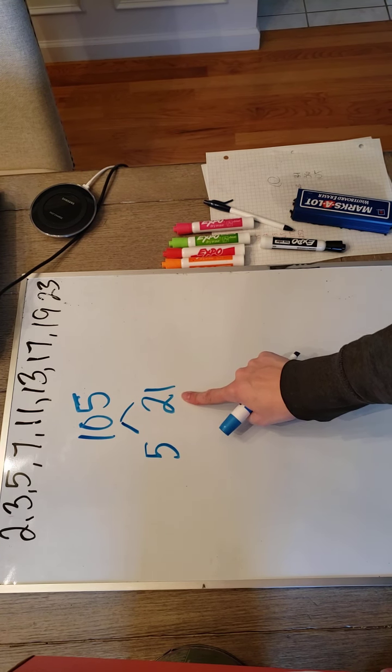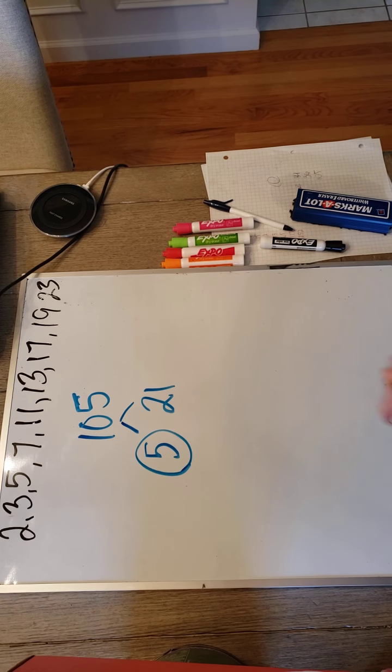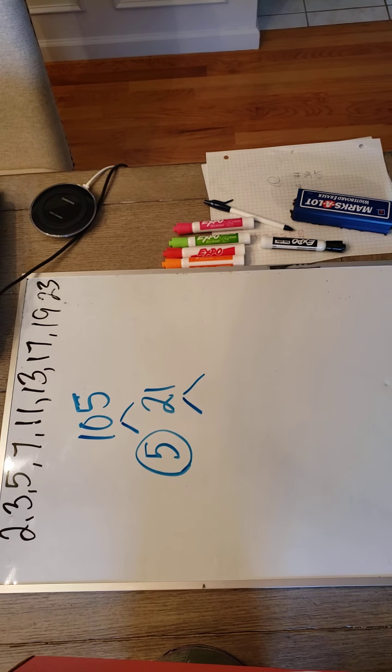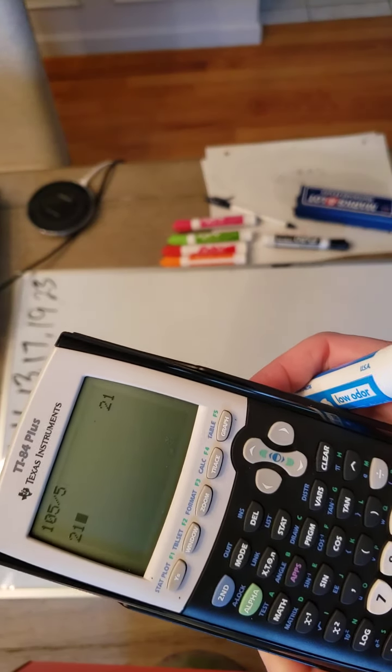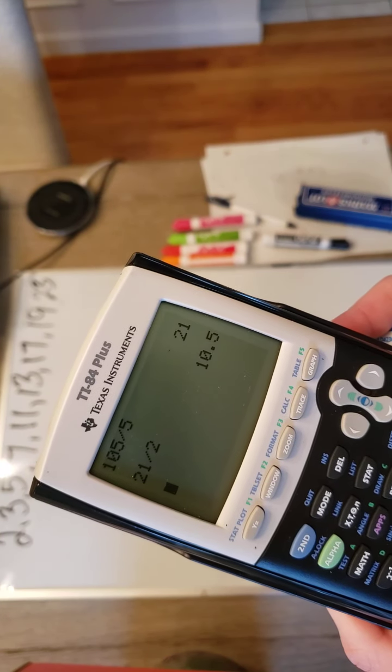Looking at these, are either of them prime? 5 is prime, so circle it. 21 is not. What times what is 21? If you don't know, put it into your calculator. Start with your first prime number. Is 21 divisible by 2? Hopefully you said no because 21 is odd.